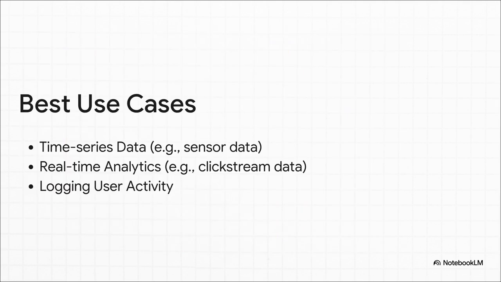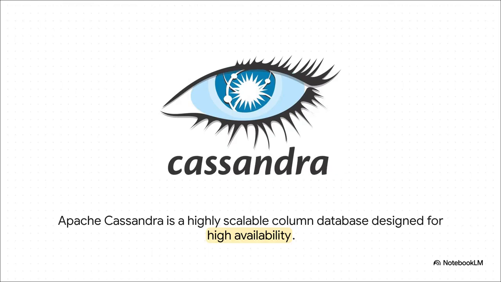So this makes it the absolute perfect choice for handling huge streams of time series data, stuff from IoT sensors or stock market tickers. It also crushes it at real-time analytics, like analyzing user clicks on a website or just logging massive amounts of activity data that you're going to analyze later. A killer example of this in action is Apache Cassandra. This was actually developed at Facebook way back when to power their inbox search. So you know it was built from day one to be just massively scalable and to basically never go down.